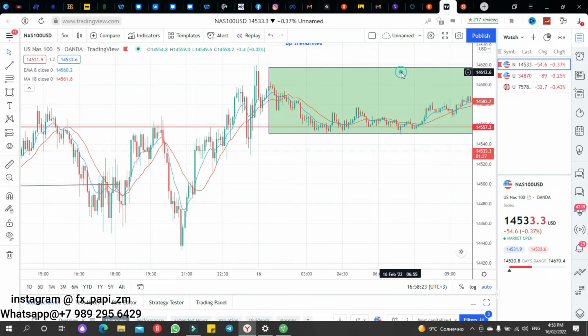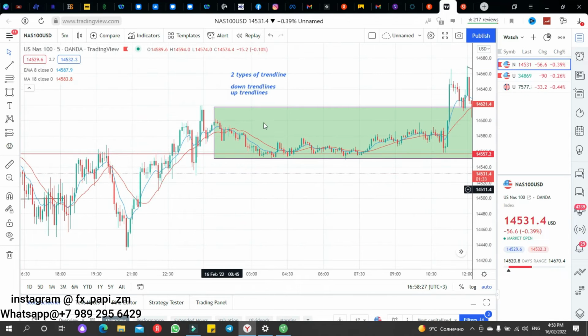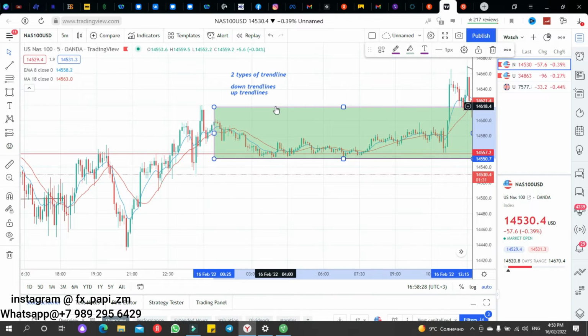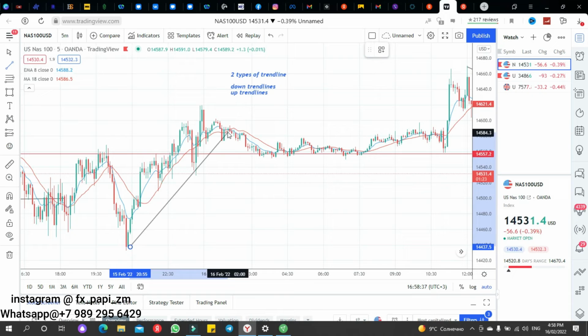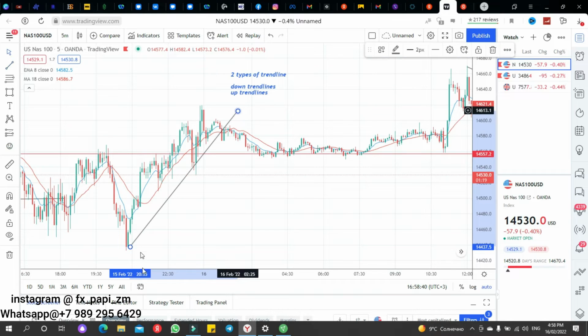Sorry about that, guys. This is kind of tripping. Okay. So a bullish trend line. Boom. Start from here. You can see, this is a bullish trend line.